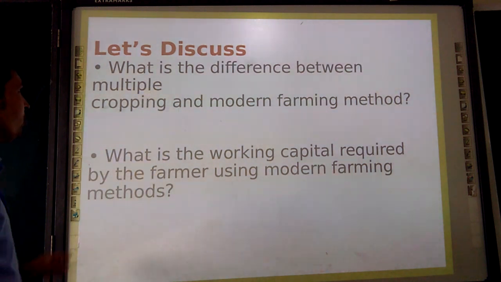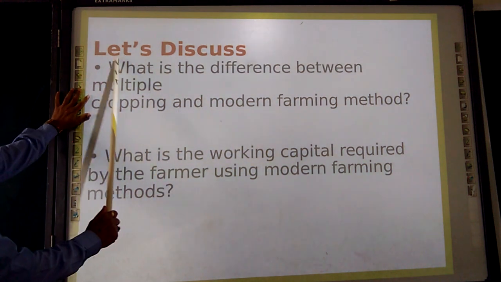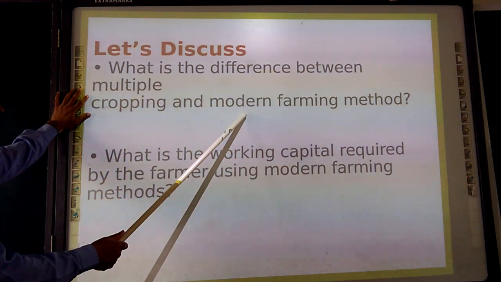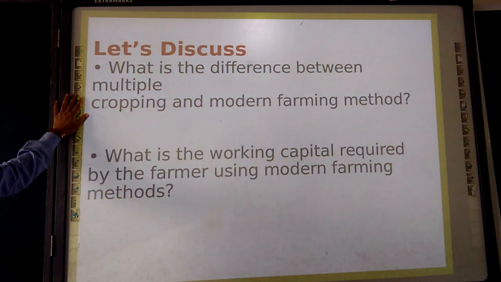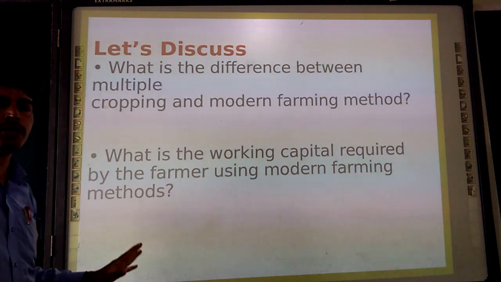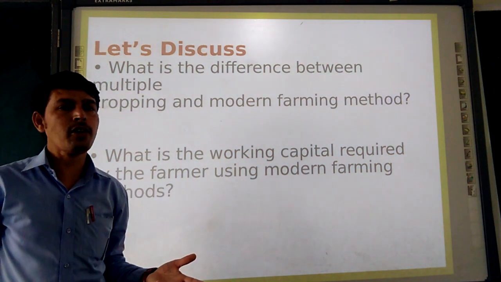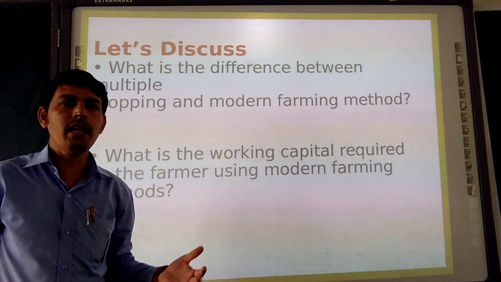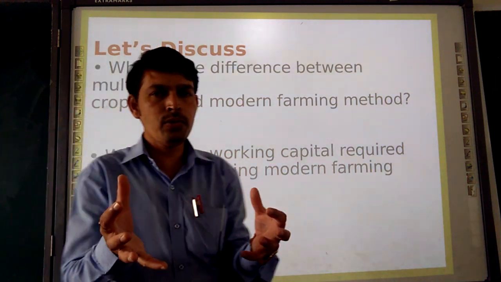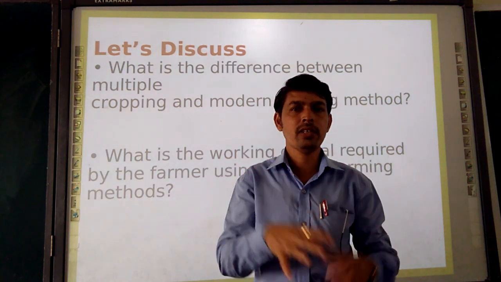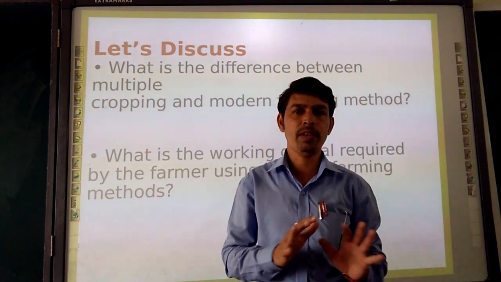Now here we are going to discuss a few points. So let's discuss what is the difference between multiple cropping and the modern farming method. Multiple cropping means what? On a single land, the farmers are using two different crops or more than one crop. They are doing cropping or cultivation of that.